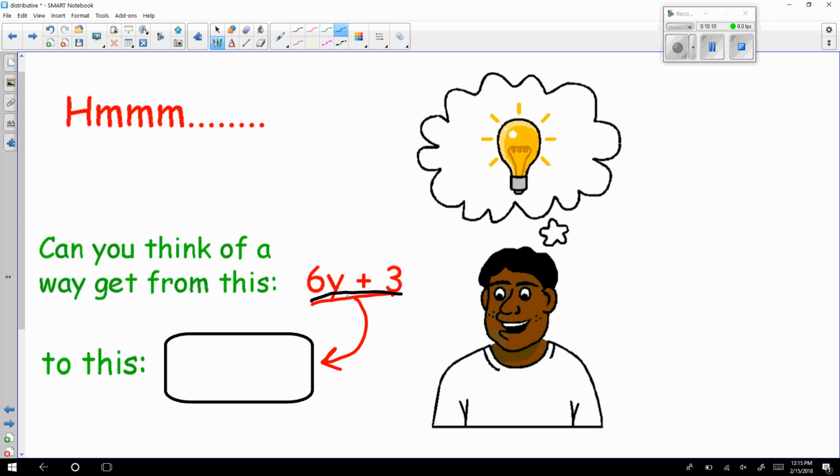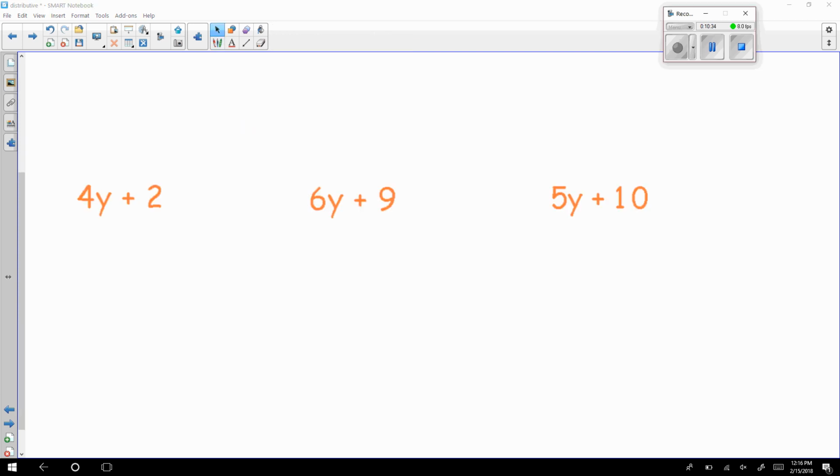So we're going to divide both of them by 3. So we're going to put our 3 on the outside in our parentheses. Now we're going to divide each of these by 3 and put the result inside. So 6y divided by 3 is 2y plus 3 divided by 3 is 1. And there you have it. Okay, go ahead and try to use factoring by finding a common factor and create an equivalent expression for each of these. And I'll come back.